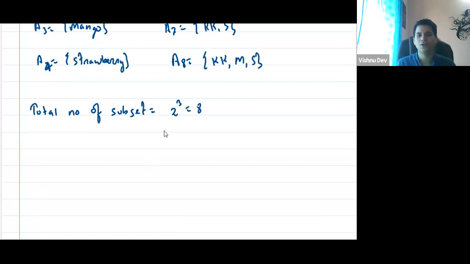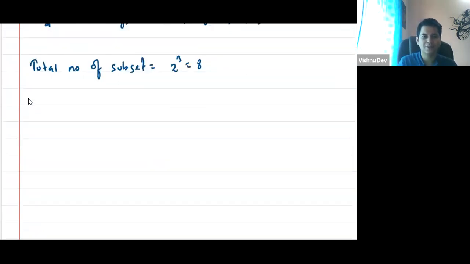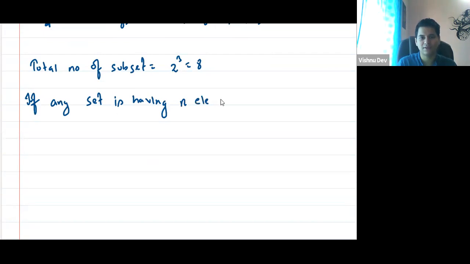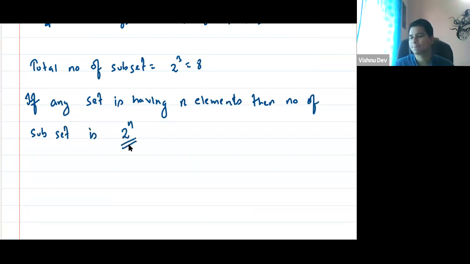Yes or no? So can I write in general that if any set is having n elements, then the number of subsets is given by 2 to the power n?